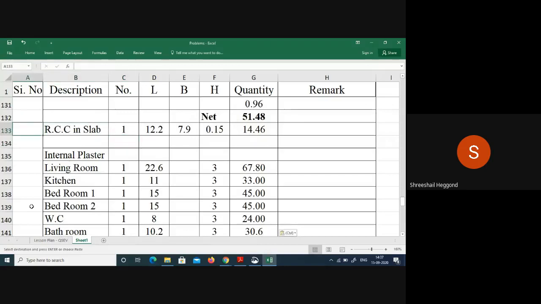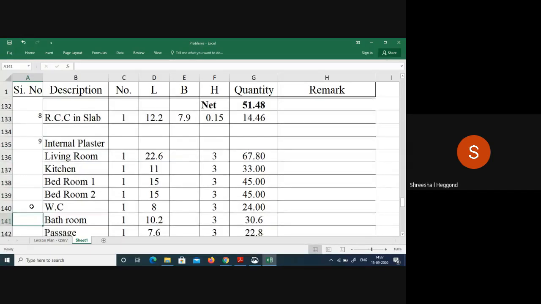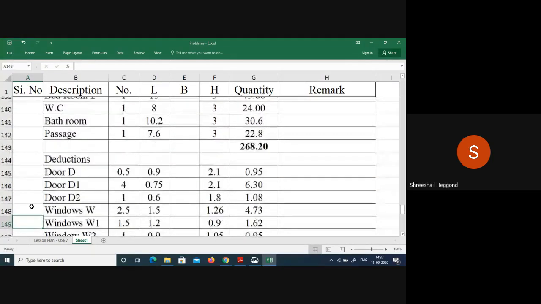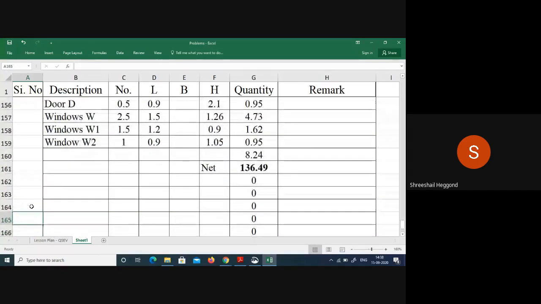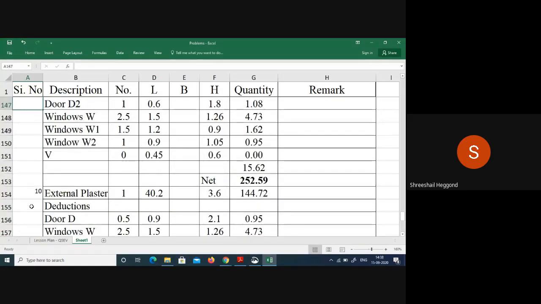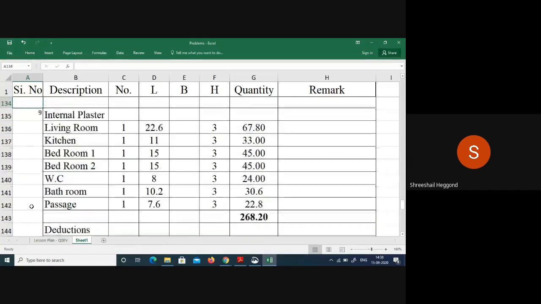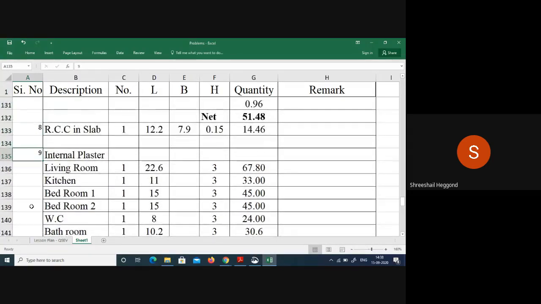Now calculate RCC slab and then internal plaster, then external plaster. Calculate all values whether we will be getting the same answer or not. Verify. Because you are writing the same values, there will be no change in the answers also. Okay. And go for next sum. Or you want to complete this one?